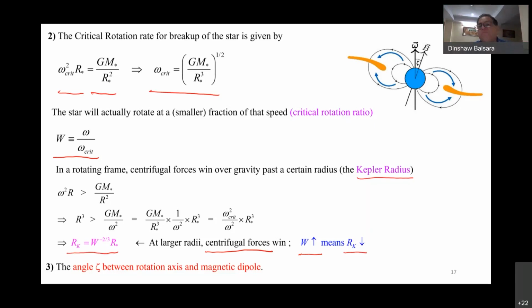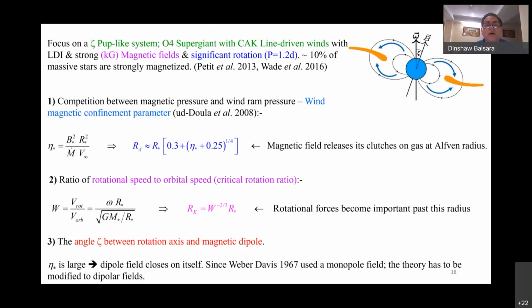Now, the third parameter which regulates the wind is the angle between the rotation axis of the star and the dipole axis of the star's magnetic field. This is what introduces a significant amount of three-dimensionality into the problem, and we want to understand the problem fully three-dimensionally. So the study of massive stellar winds is a study of three regulating parameters.